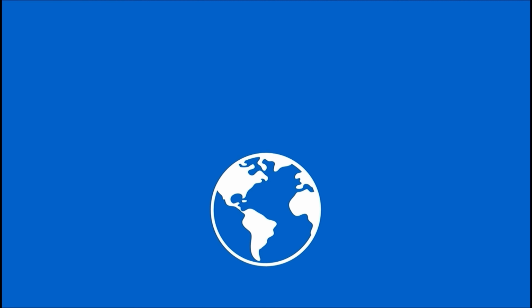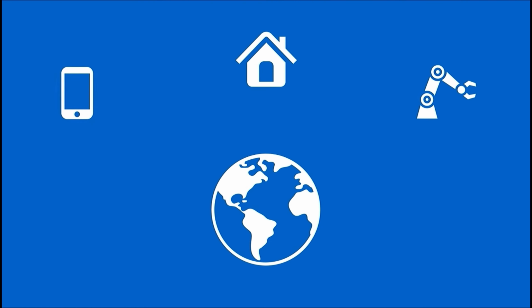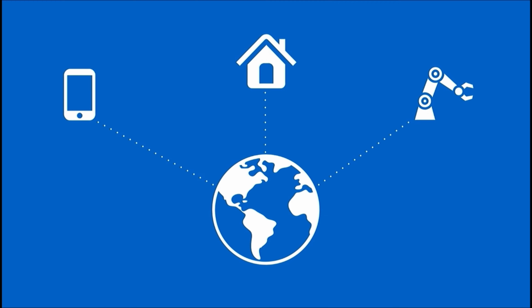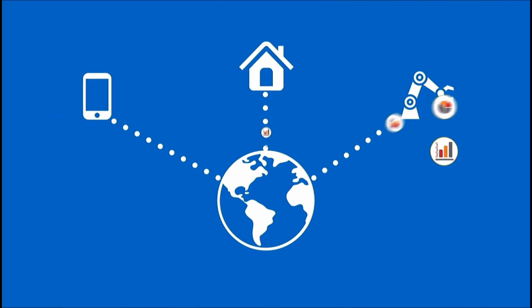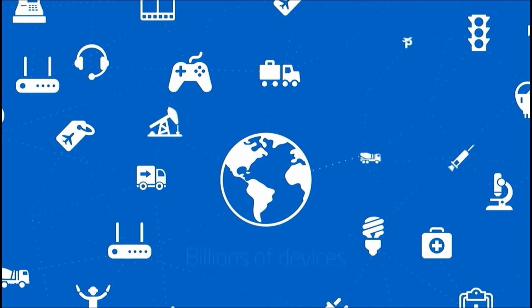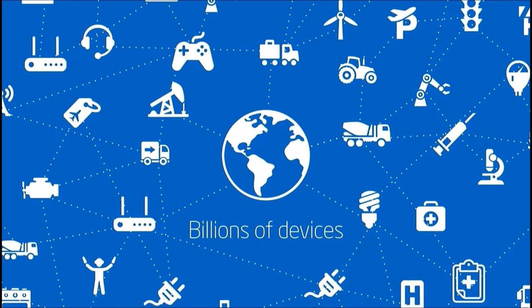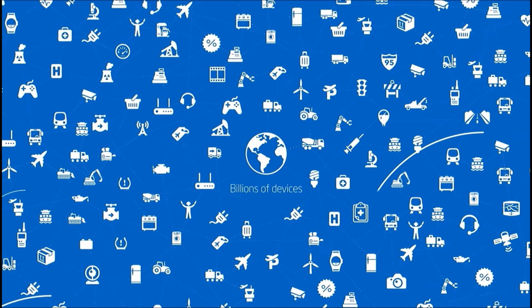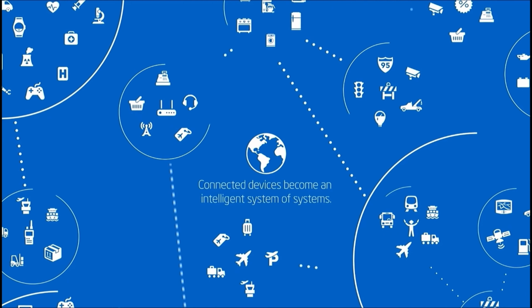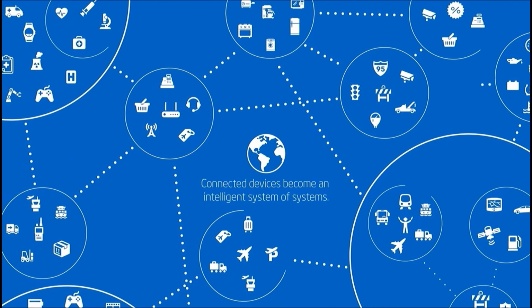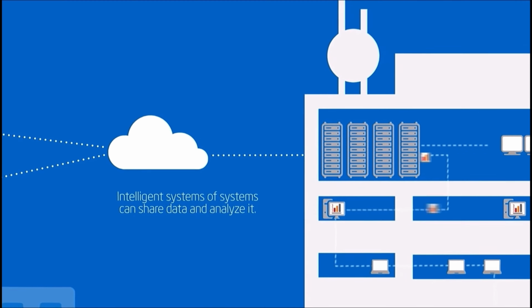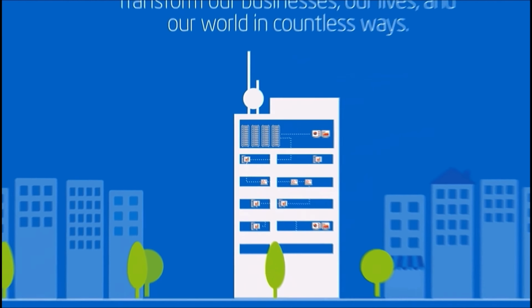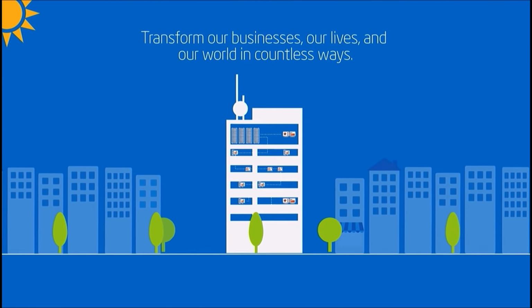IoT is an evolution of mobile, home, and embedded applications that are being connected to the Internet, integrating greater compute capabilities and using data analytics to extract meaningful information. Billions of devices will be connected to the Internet, and soon, hundreds of billions of devices. As related devices connect with each other, they can become an intelligent system of systems. And when these intelligent devices and systems of systems share data over the cloud and analyze it, they can transform our businesses, our lives, and our world in countless ways.